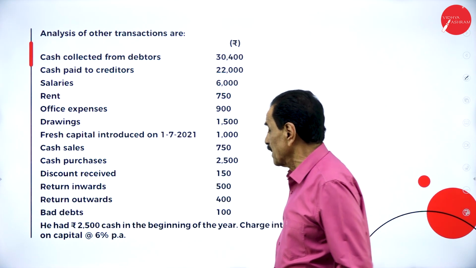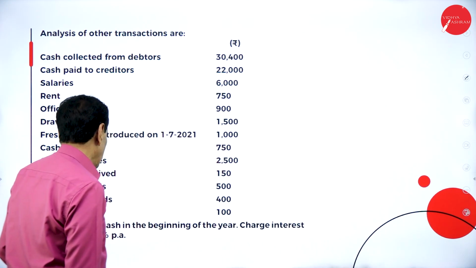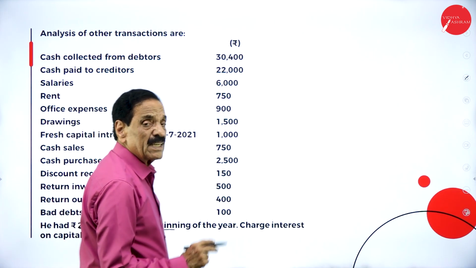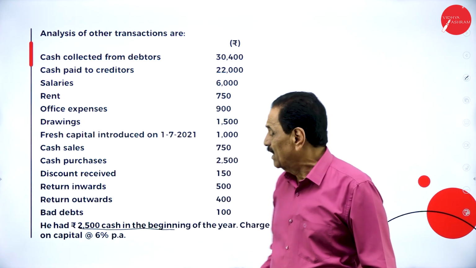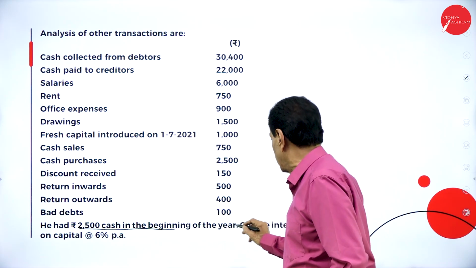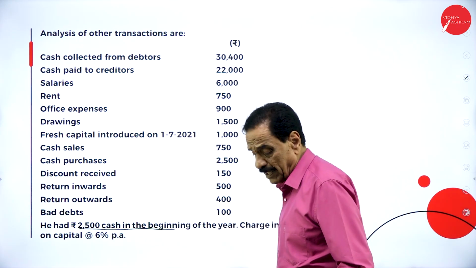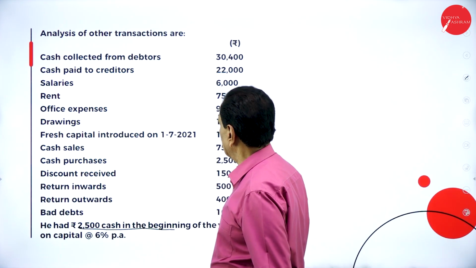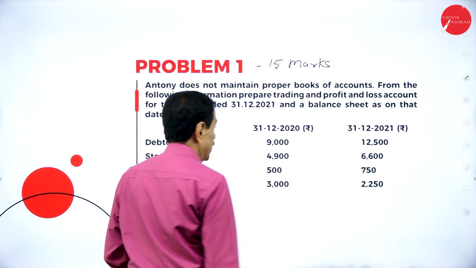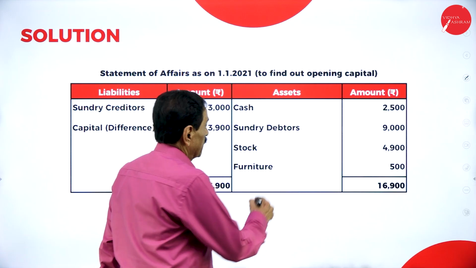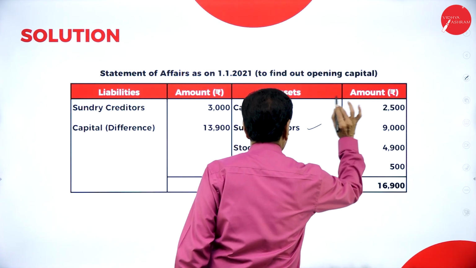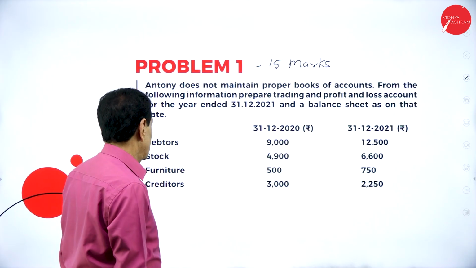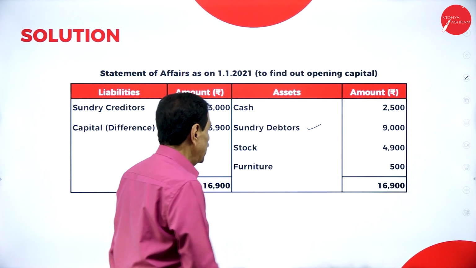Bad debt is allowed. He had rupees 2,500 in the beginning. We mean to say that he does not have the closing balance. He started with how much money? 20 of the year. Charge interest on capital at 6%. So first you have to prepare the statement of affairs. Come back here. Debtor 9,000. Then stock 4,900.